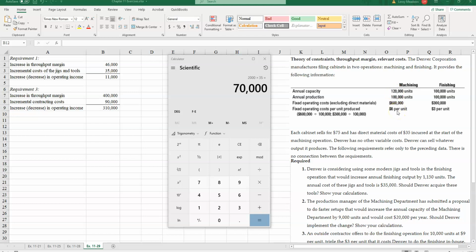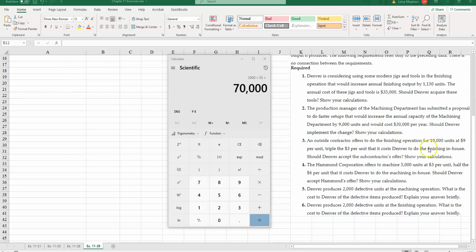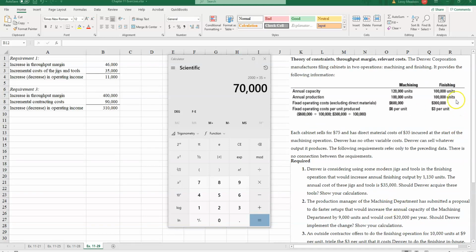And let's take a look here. And actually, I just realized that 6 is not identical to 5, so let's go ahead and go to 6. Denver produces 2,000 defective units at the finishing operations. What is the cost to Denver of the defective items produced? Now here, we're not talking about just costs in the finishing department. We're talking about lost contribution margin as well. So we're losing everything. What are we losing here?